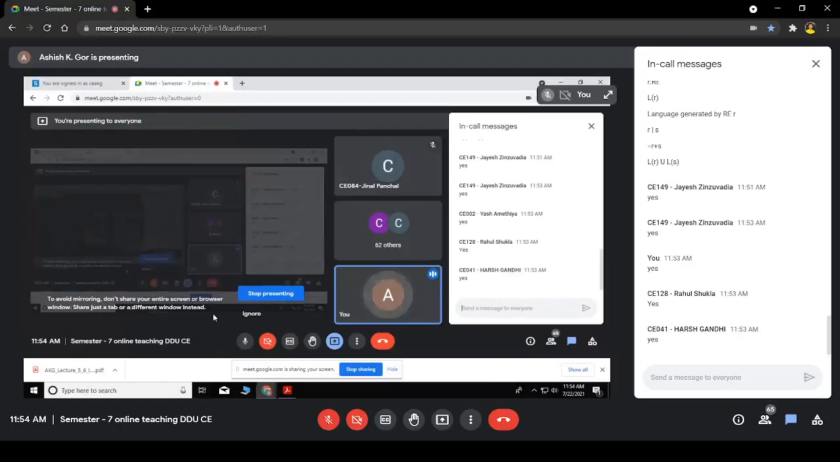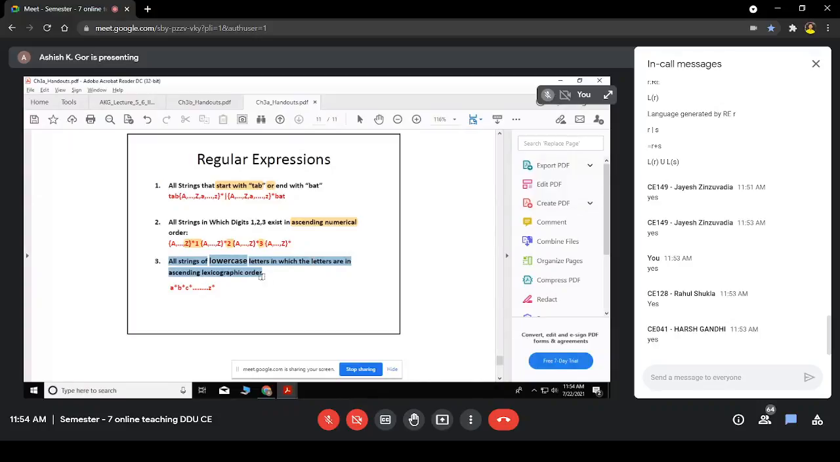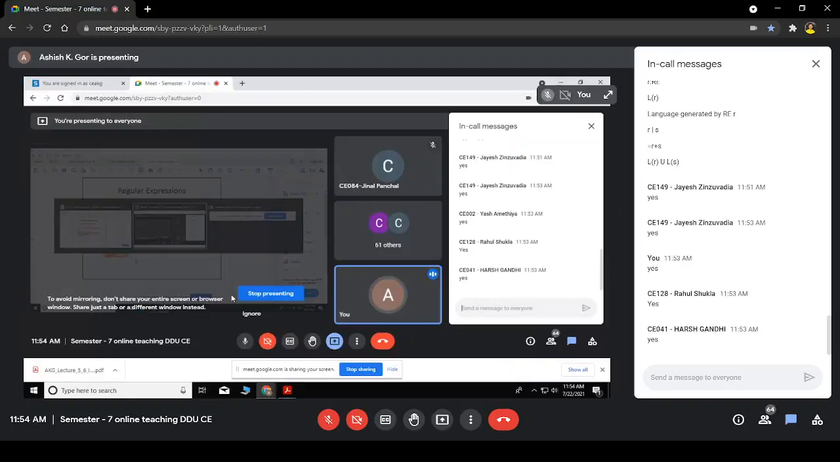Next is all strings of lowercase letters in which the letters are in ascending lexicographic order. Now, what do you mean by lexicographic order? You know that first it should be A, then B, then C, likewise. Let us say my alphabets are only small letters. So first it could be any number of A's, A star, then followed by B's, B star, C star, concatenated, and so on up to Z star. So whatever string it generates will always be in lexicographic order.